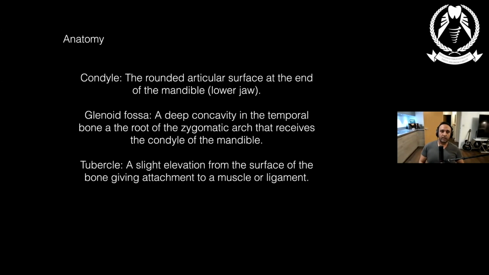When we look at the basic anatomy of occlusion, we have to go back down to the skull and the skull base. The condyle is an articular surface at the end of the mandible, in the lower jaw, and it sits in the glenoid fossa, which is a concavity in the temporal bone at the root of the zygomatic arch, and it receives this condyle.